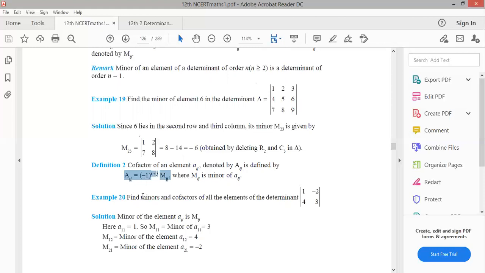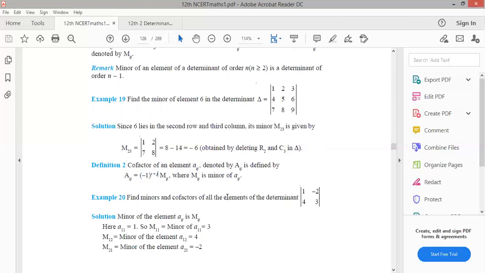So these are actually the minors with the proper sign. That proper sign, once again, I would like to highlight, is assigned to these minors in this way: -1 raised to power i plus j, where ij gives the position of the given element.